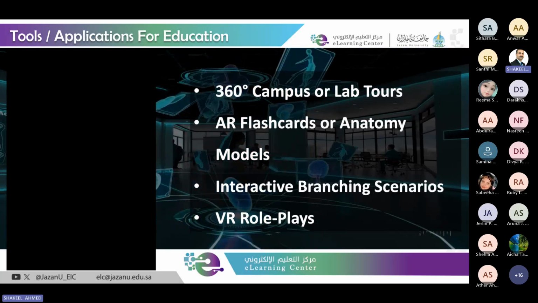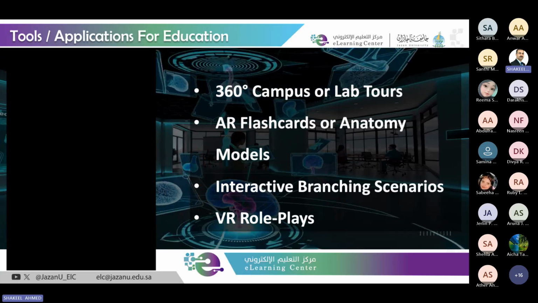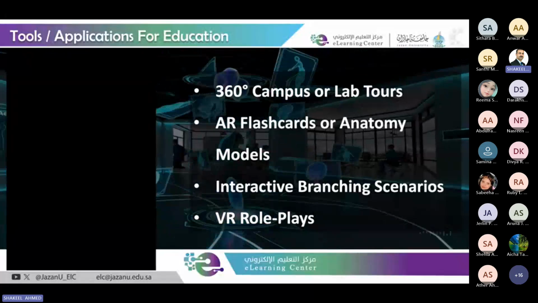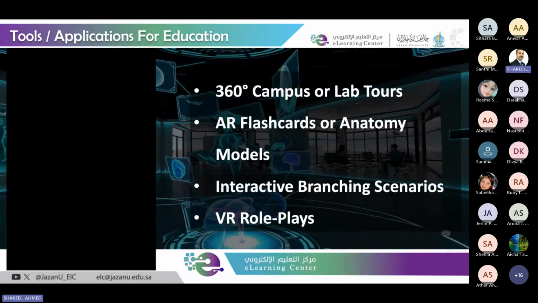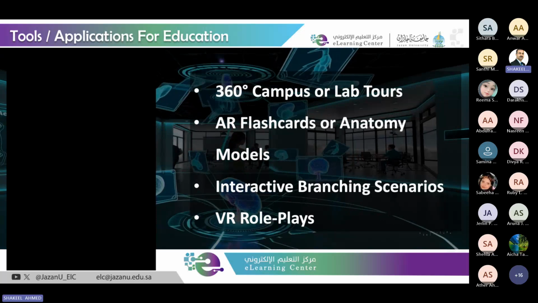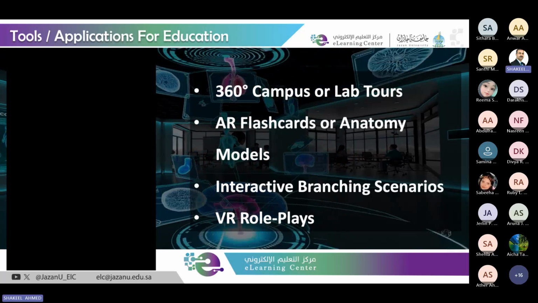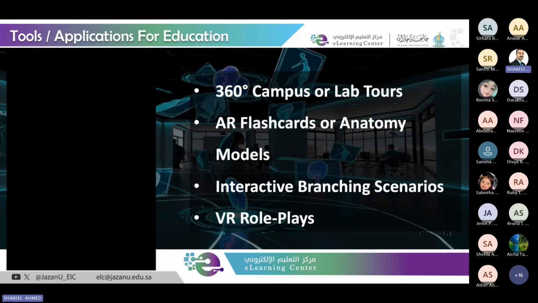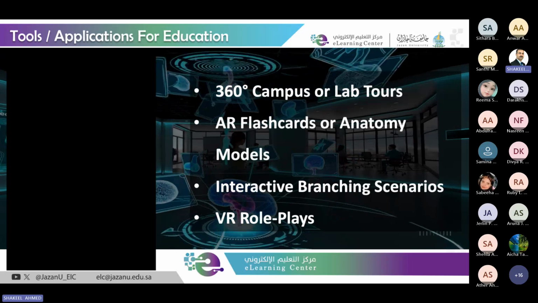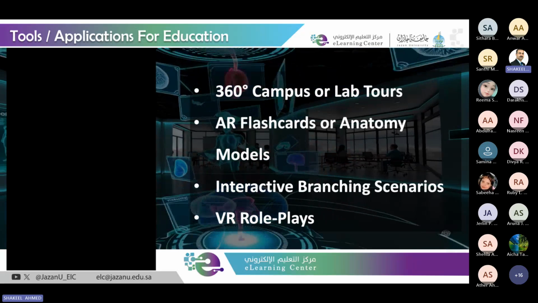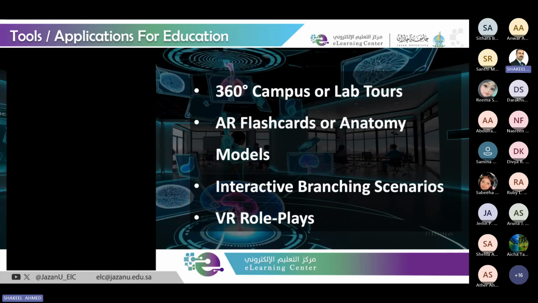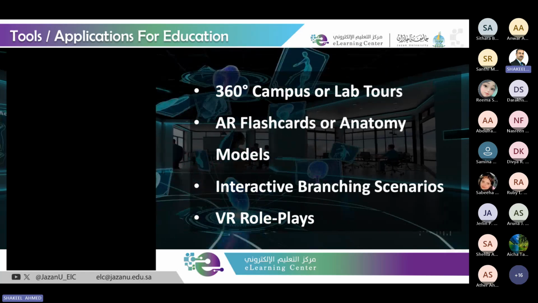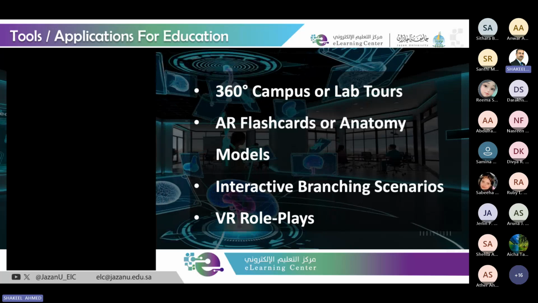The third most important part is interactive branching scenarios. Here students make decisions and see different outcomes. For example, in teacher training, they could choose how to respond to a classroom behavior problem and watch how the scenario changes. In medical training, they might decide how to treat a patient and learn from the consequences. This builds decision making and critical thinking.